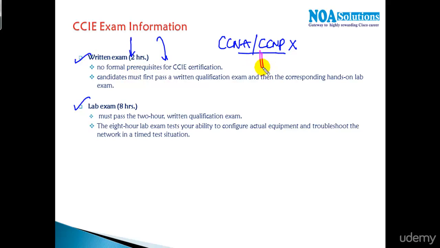If you're already certified in any one of these exams, you can use the same Cisco ID to register for your exams, but that's not compulsory. The candidate has to pass this written exam before he books his lab exam. The CCIE lab exam is a complete 8-hour exam, and to appear for it, the 2-hour written exam is mandatory.